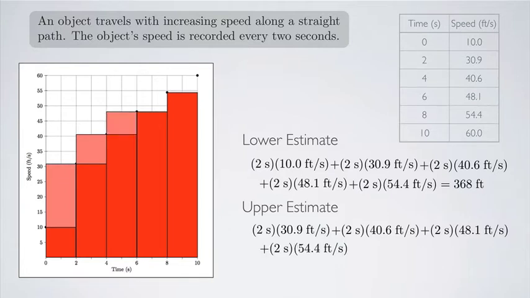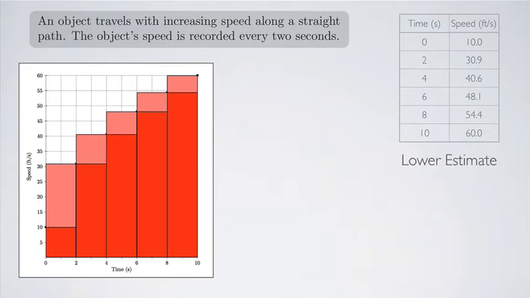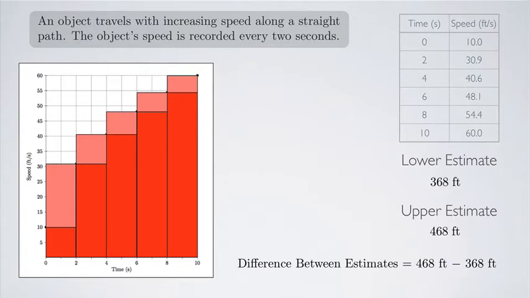Then I have 2 seconds times 54.4 feet per second, and I'm going to add in this rectangle. And finally, I have 2 seconds times 60 feet per second, and that adds in this rectangle. And when I do the calculation, I get 468 feet. So I have my lower estimate, that's 368 feet. I have my upper estimate, that's 468 feet. The difference between these estimates, that would be 468 feet minus 368 feet, that's 100 feet.